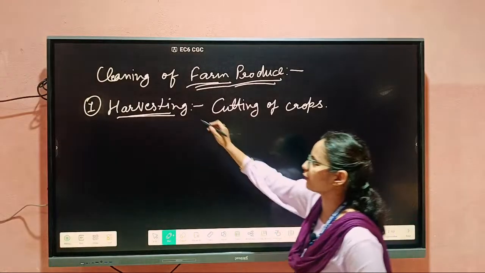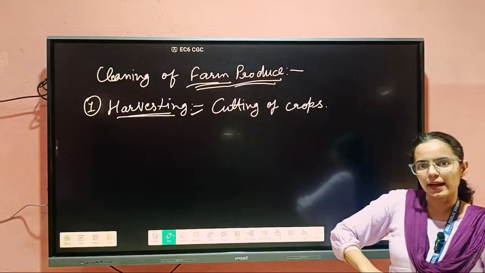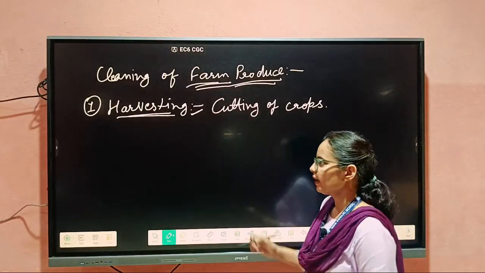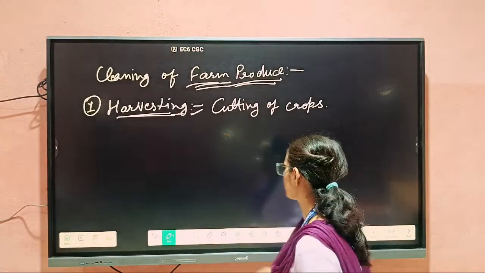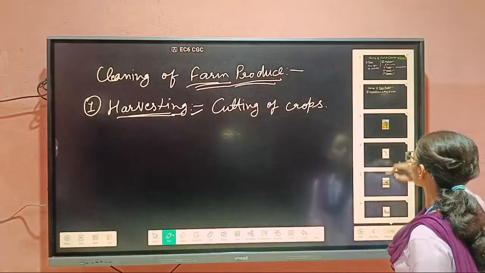That is called harvesting process: to cut the stem portion and separate the upper shoot part from the root part of the plant. That process is called harvesting. Let me show you some pictures of harvesting.